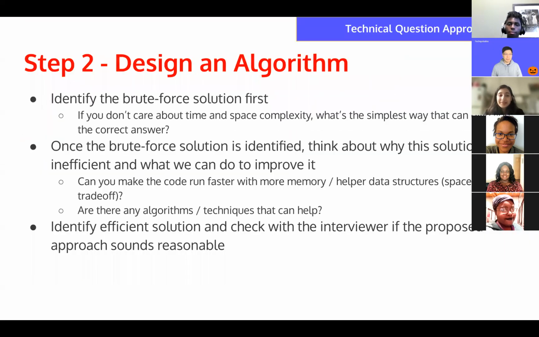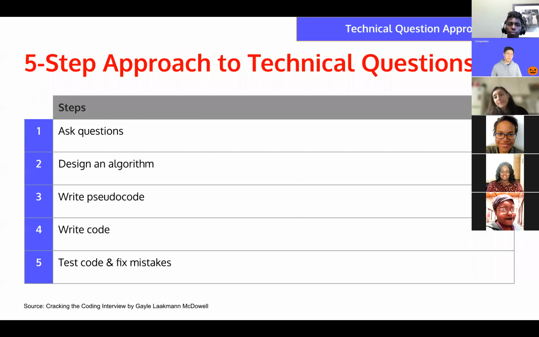Yep, and then once again, the 5 steps are listed here. Step 1 is to ask questions. Step 2 is to design an algorithm. Step 3 is to write pseudocode or comments that will help you write down some of the thoughts that you have. And then step 4 is to translate that pseudocode or those comments into actual code. And lastly, test the code and then fix any mistakes you have.